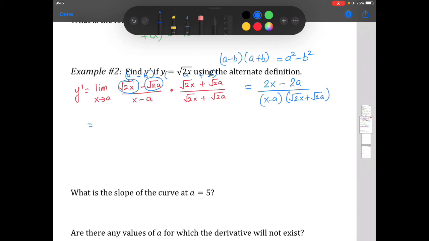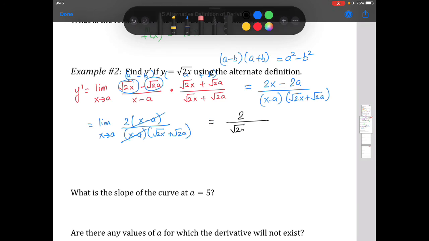So now in the numerator, can you not factor out the 2? So limit, I'm just going to write that here. As x approaches a, 2 parentheses x minus a over x minus a, root 2x plus root 2a. These cancel out. What are you left with? Apply the limit. 2 over, wherever you see x, what are you going to substitute? a. So root 2a plus root 2a, which would be 2 over 2 times root 2a. What happens to your 2's? They cancel out and you're left with 1.